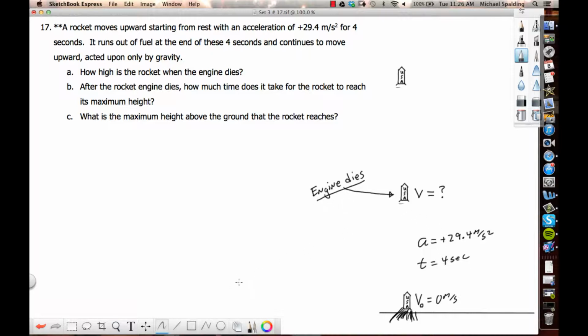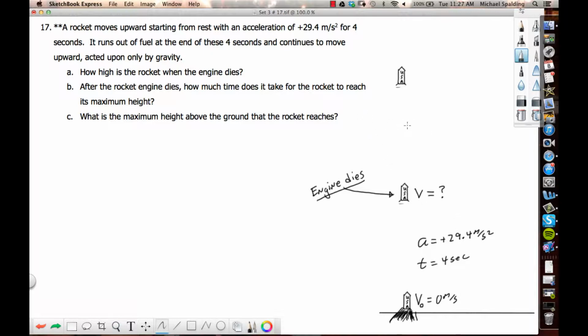Now, after the 4 seconds, the engine dies. What's the significance of that? If the engine dies, will the rocket be blasting anymore? No. As soon as the engine dies, is the acceleration still going to be 29.4? No, it's going to slow down. Well, the acceleration is going to change to what? To negative 9.8.